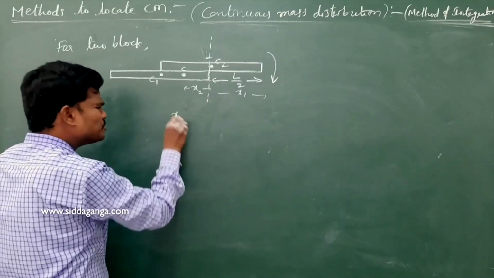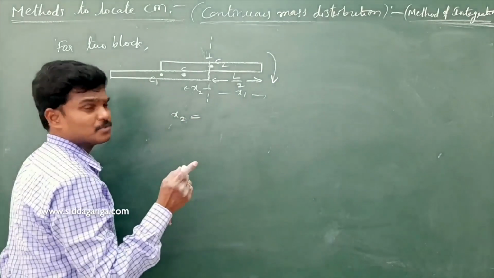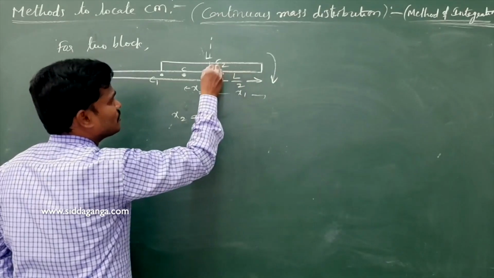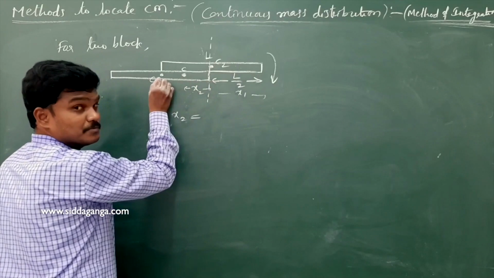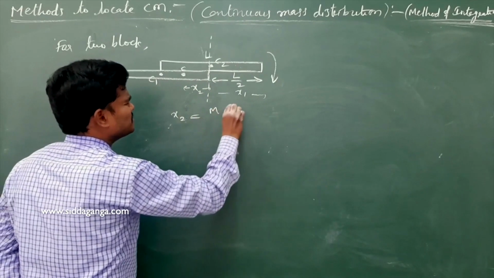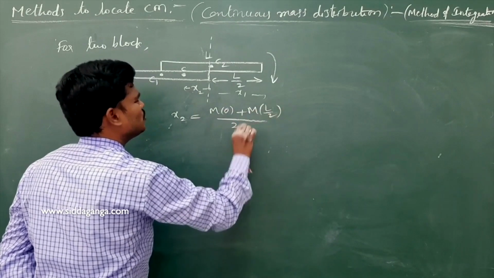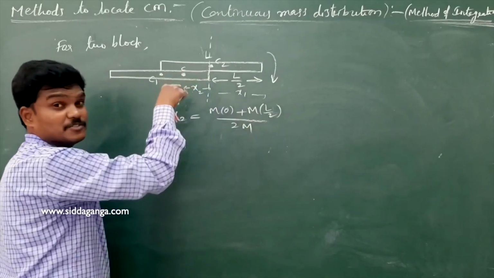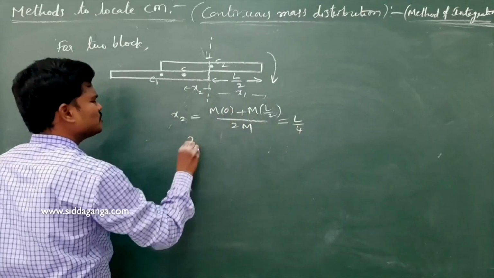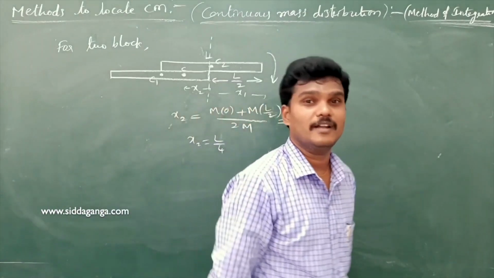If you want to use the formula, you can use x2 is equal to m1 x1 plus m2 x2 over the total mass, like that only. So to find this x2, I take m into 0 and m into L by 2. So m into 0 plus m into L by 2, divided by 2m, because I am finding the center of mass for only 2 blocks. So you will get L by 4. So how much is x2? x2 is equal to L by 4.